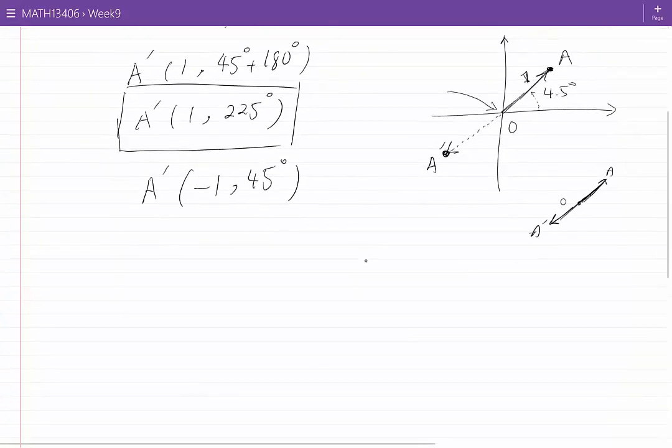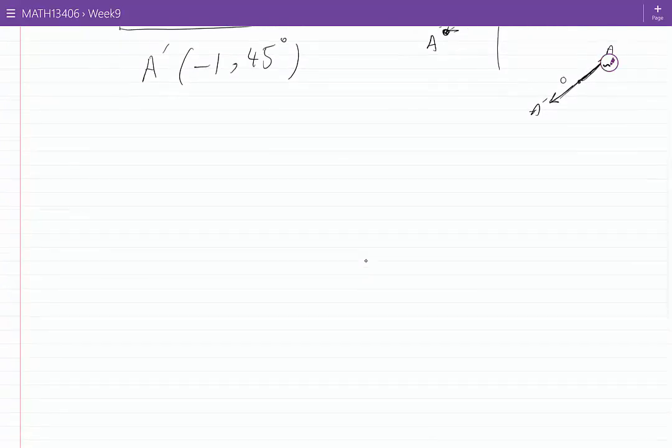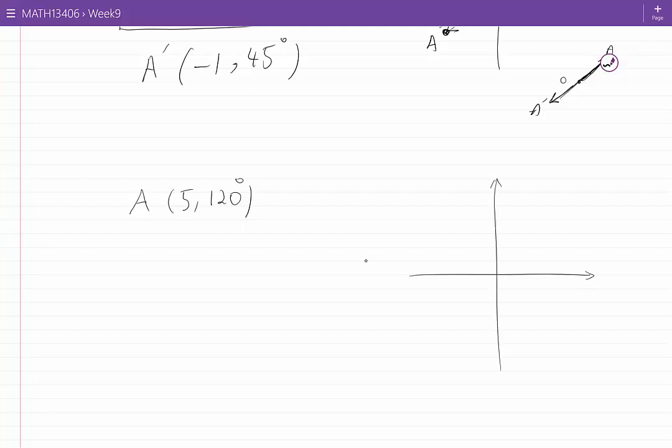Now let's look at the question that we are considering in this problem. The point, let's call it A, is given by 5 and 120 degrees. Here is a sketch of the point. This angle is 120 degrees and the length of this vector is 5.